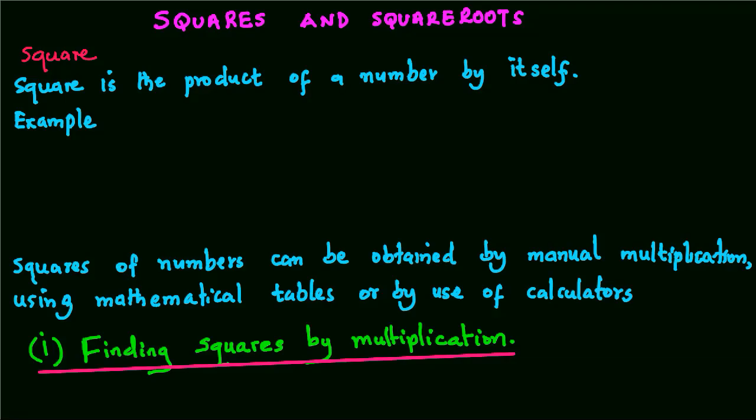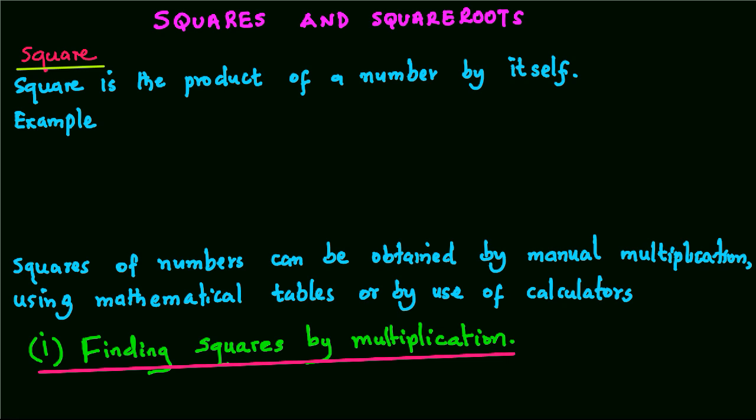Hello, our topic is squares and square roots. So we begin by looking at squares. Now, a square of a number is the product of that number by itself.